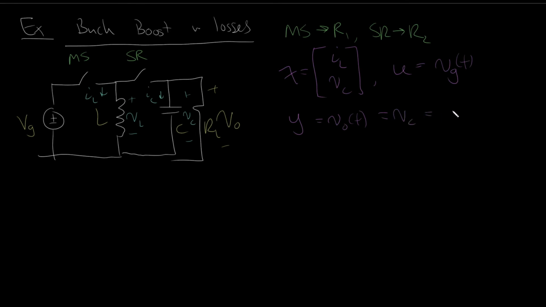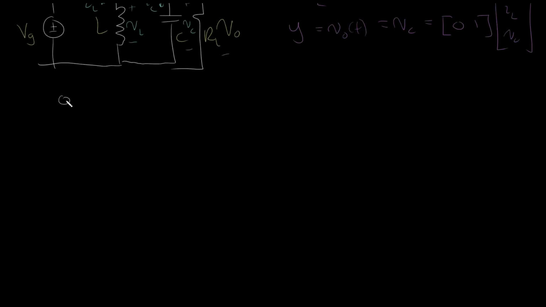And if you want to write it out in this specific way, we can say that we pick out VC from our state vector. Cool. Well, we write out the circuit in each switching state, right? So let's do that first of all.